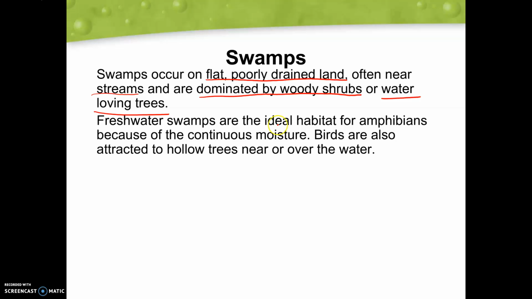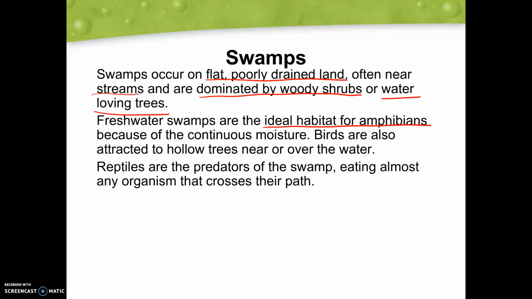Freshwater swamps are an ideal habitat for amphibians. So there's a lot of moisture there, so amphibians like water, though they don't live in it all the time. So it's a good place for them to have both. We're also going to see birds that are very attracted to these areas because of different hollowed trees around there. And then reptiles are the predators of these swamps, eating most any organism that's going to cross their path. So maybe crocodiles are going to live here, and other different types of reptiles.